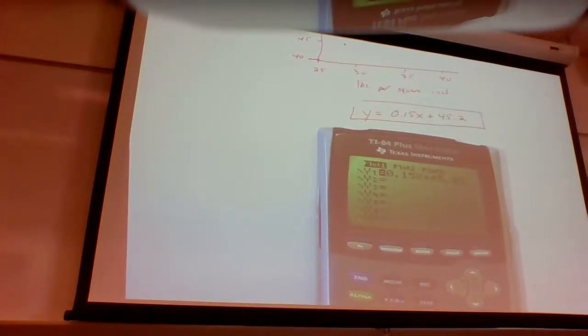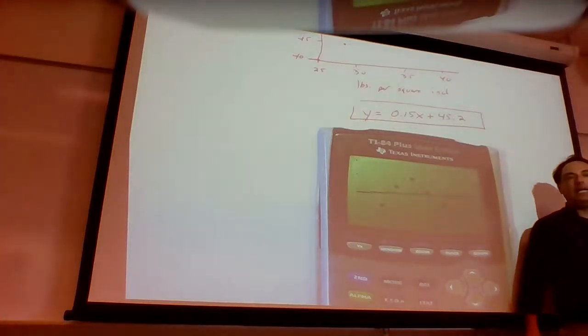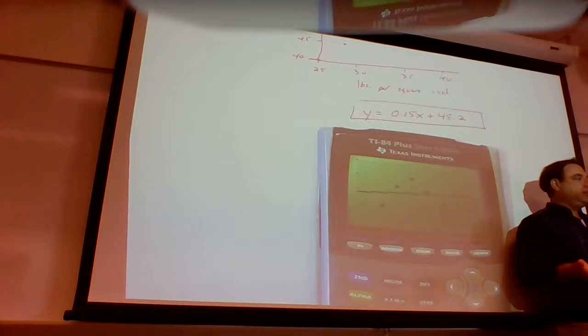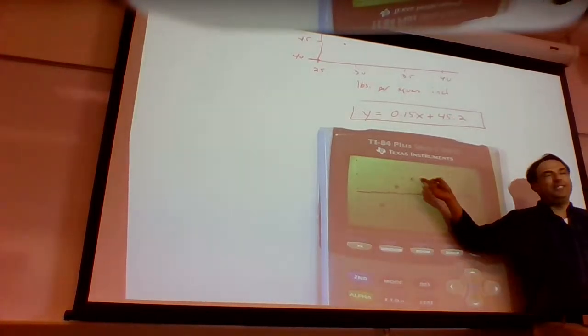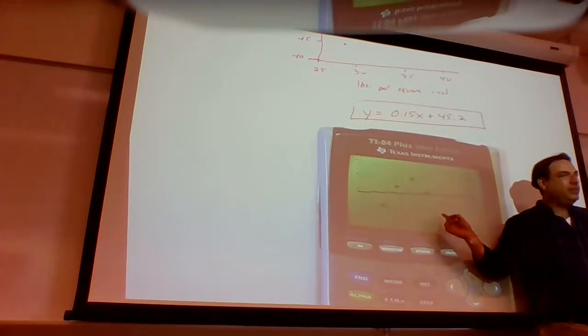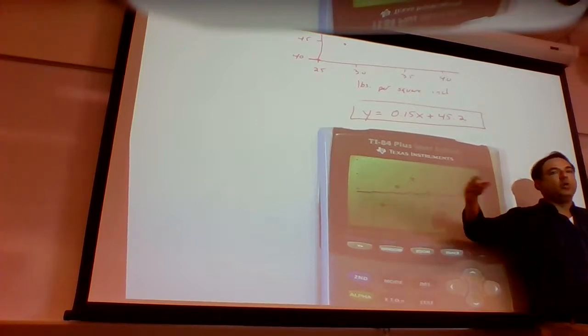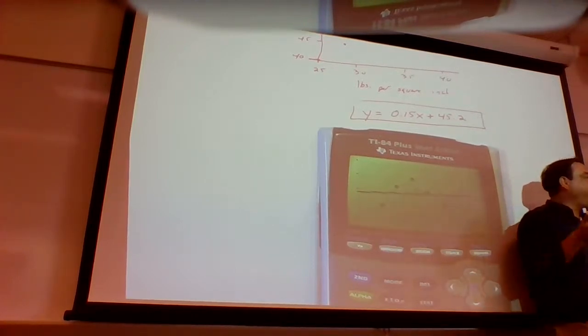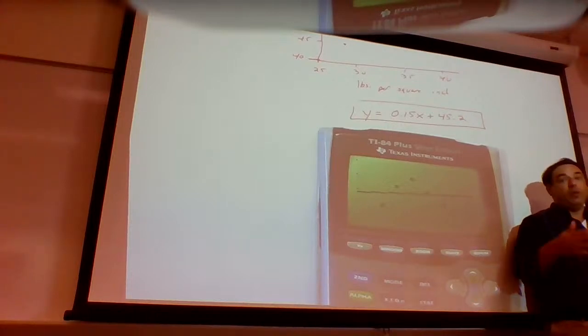So what you did is your calculator took all those points and just like that figured out where's the best line that gets closest to the most points. It took every point into consideration, hit a graph, and that's the best it could do. And the problem's not the calculator. What's the problem? The numbers. Do the numbers look linear? What do they look like? Quadratic. So would linear be a good fit? No. But we know how to do it.